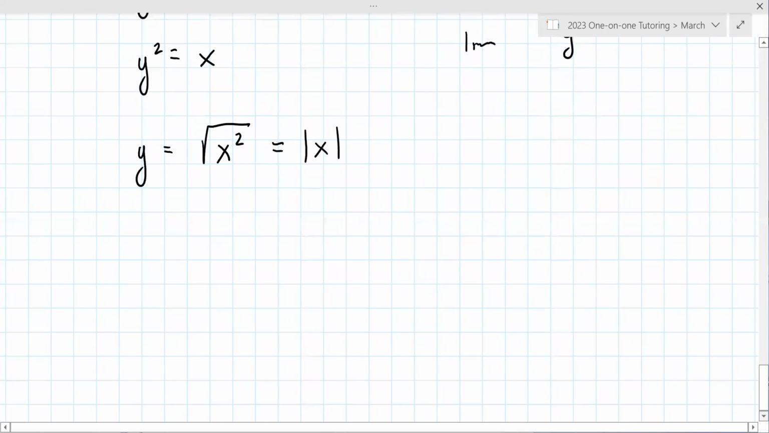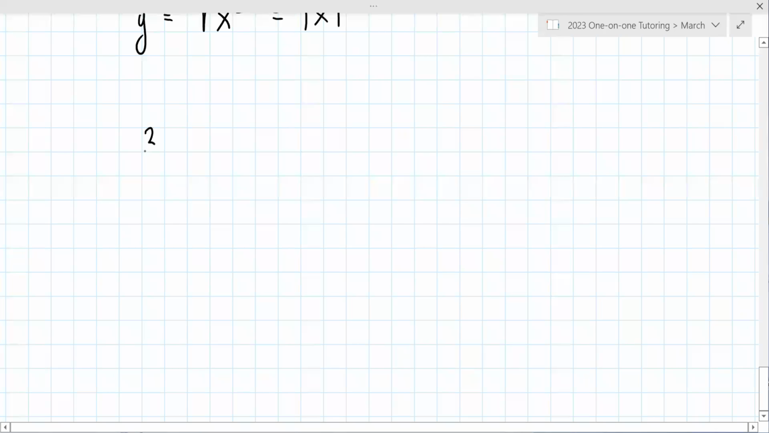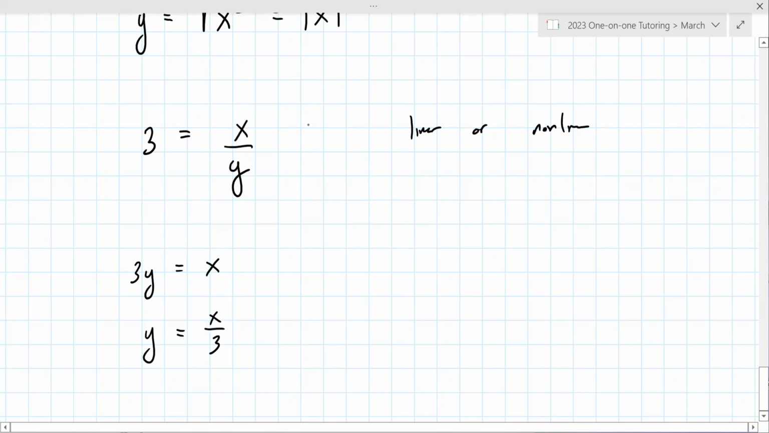Now what they could do is they could sort of hide it. They could say like 3 equals x over y. Is this linear or nonlinear? Then you have to multiply by y. So 3y equals x. So that would be linear, because you can put that in standard or slope-intercept form. I guess I would tell you it is, but you've got to be very careful. There's actually a caveat, y can't be 0. But they're probably okay with that there.